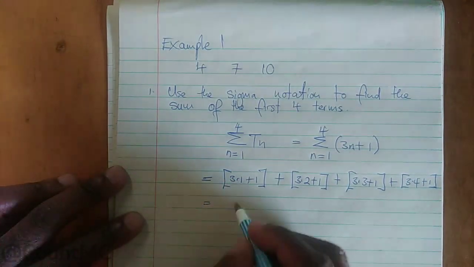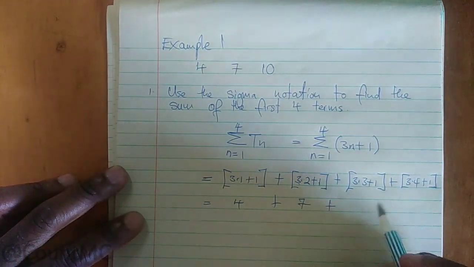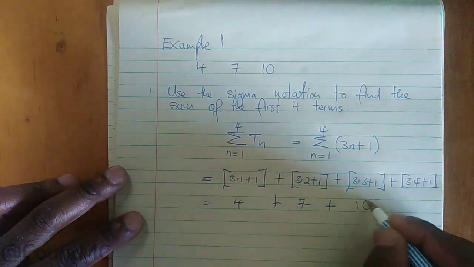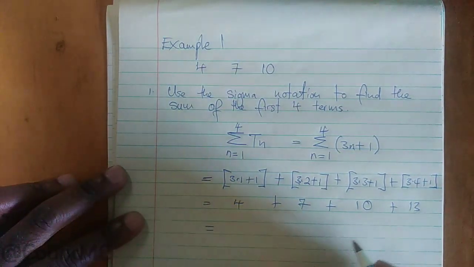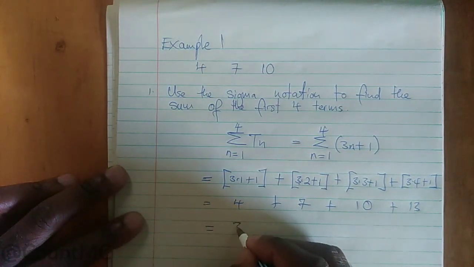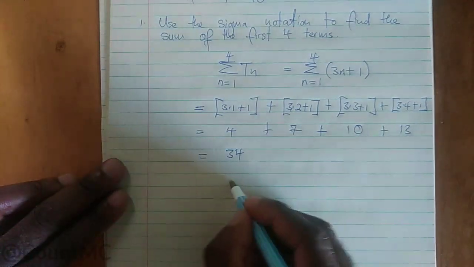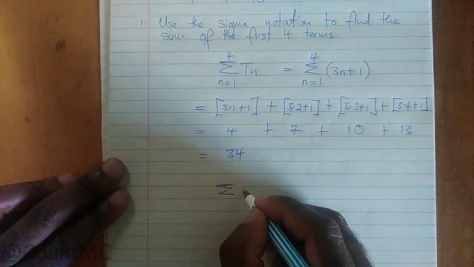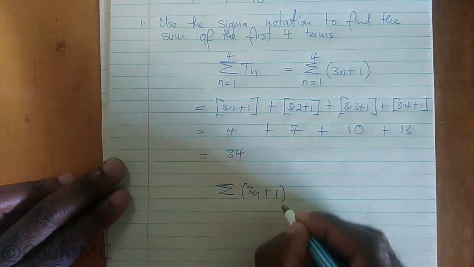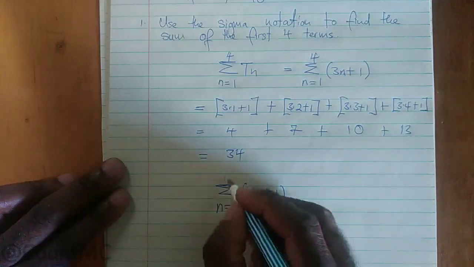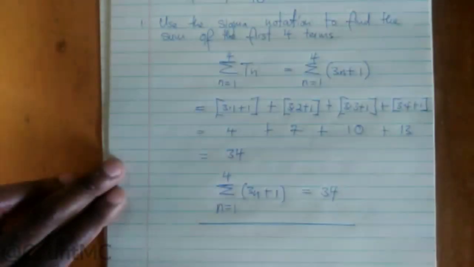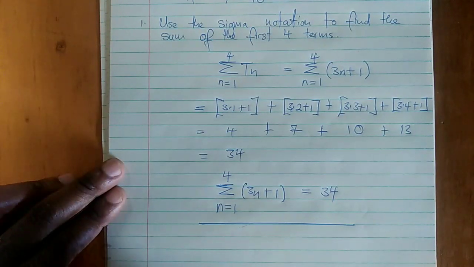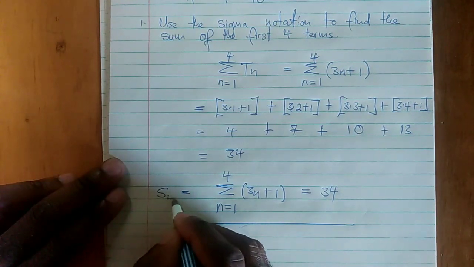So let us simplify. 3 plus 1, that's a 4, plus 6 plus 1, 7, plus 9 plus 1, this is 10, plus 12 plus 1, 13. So if you add this together, you get 34. So your final answer, you write it this way. The sum of 3n plus 1 from the first term to the fourth term is equal to 34. So if we were using the sum of series, we would have written S4 equals 34.